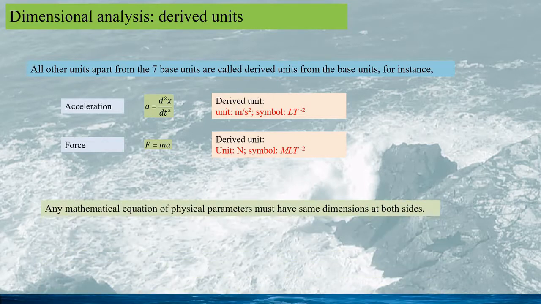All equations for any physical parameters must have the same dimensions on both sides. Such a principle can be frequently used for checking whether a mathematical equation is correct in terms of dimensions, and this can be very useful, especially for complicated equations. And this is a simple application of dimensional analysis.